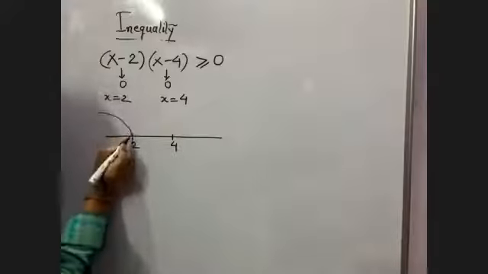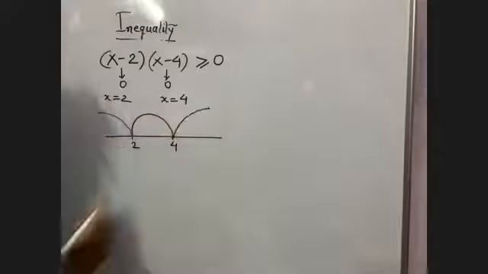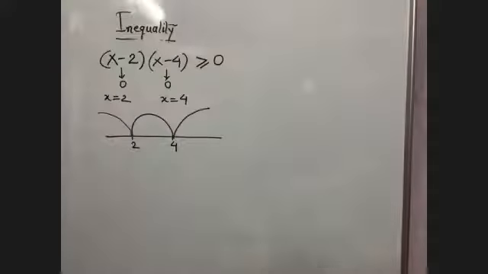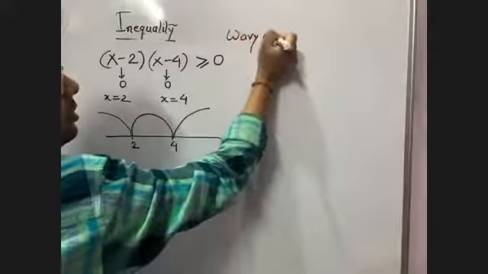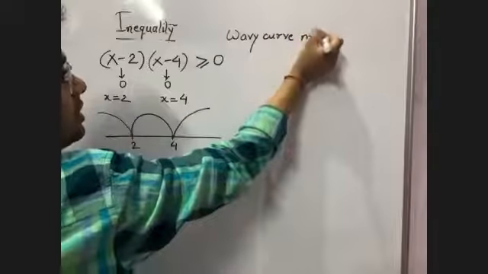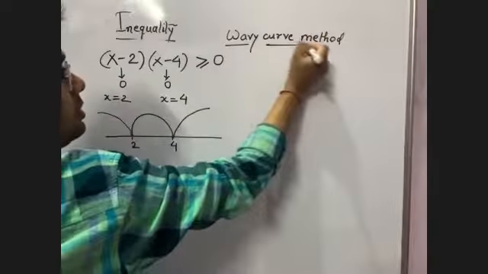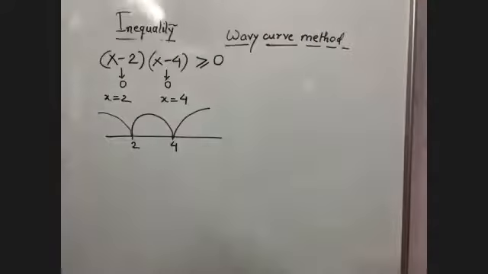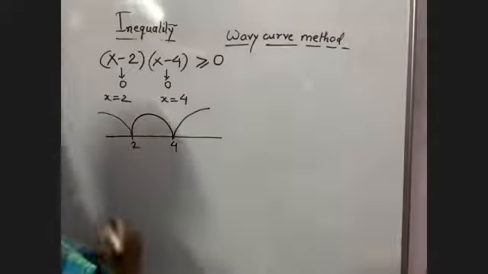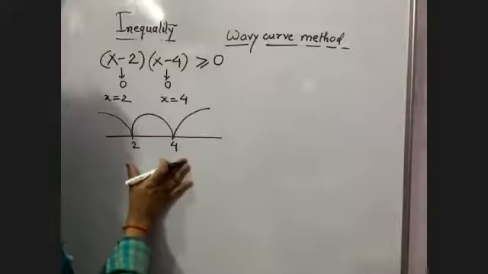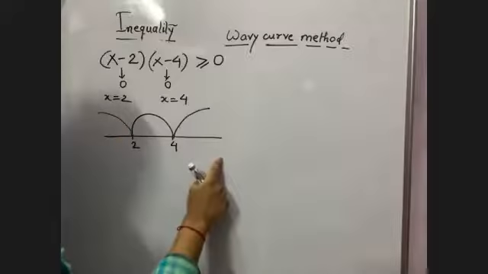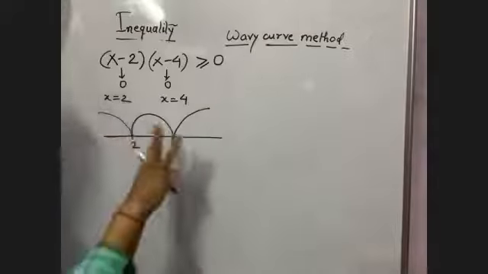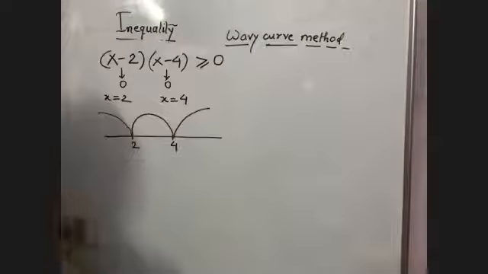Now draw a curve like this, like this, like this. This curve is called the wavy curve diagram, and this method is called the wavy curve method. All right, now beta, I have drawn the curve like this. It is a wavy curve. This curve is dividing the number line into how many parts? 1, 2, 3. In 3 different parts, it is dividing the regions.